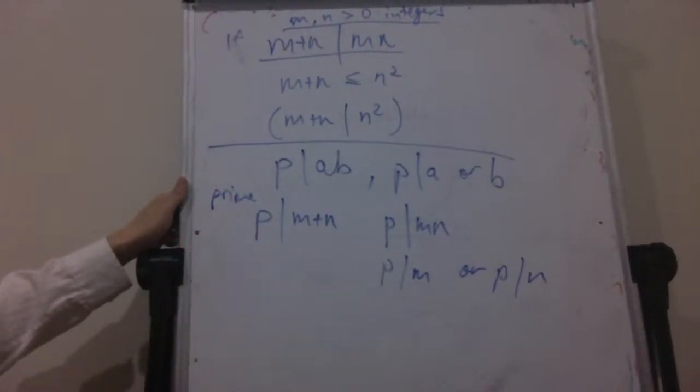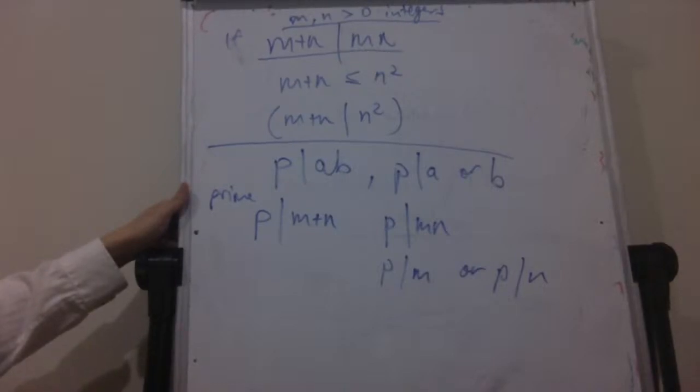M and N might not be prime. Prime meaning it only has one prime factor. Okay, that makes sense.